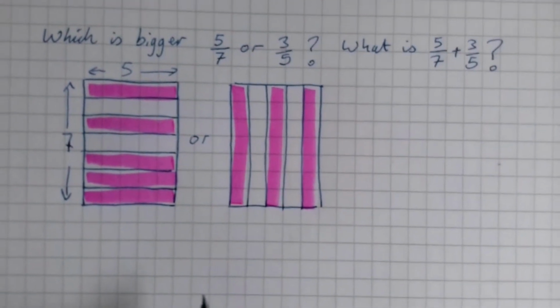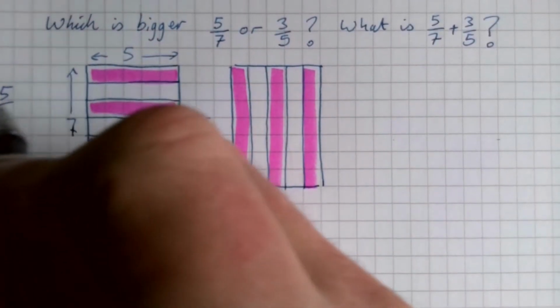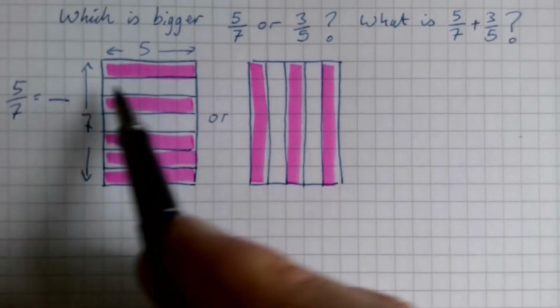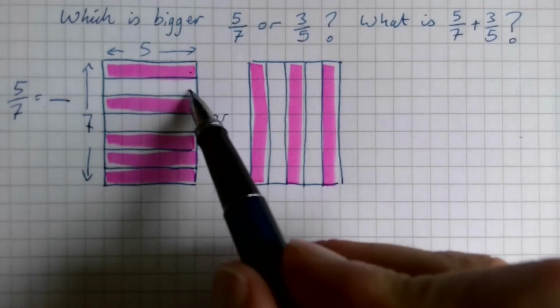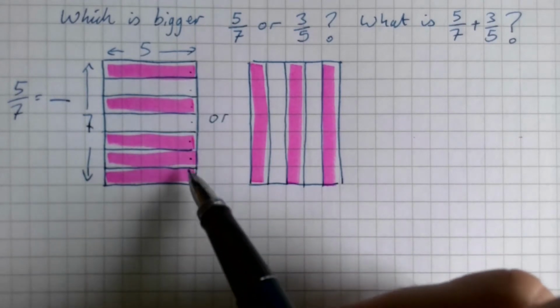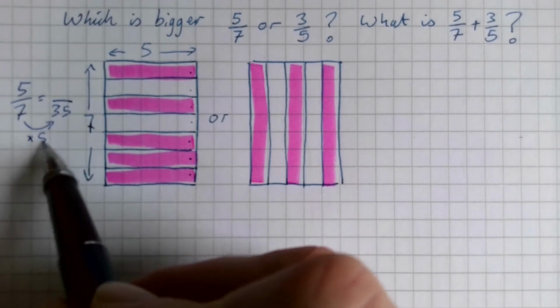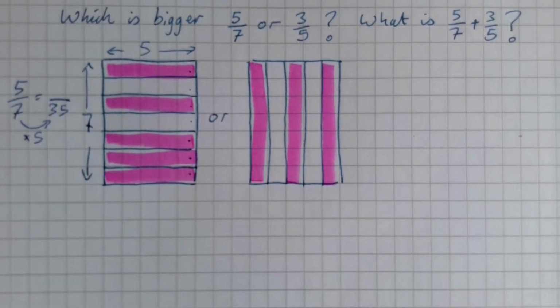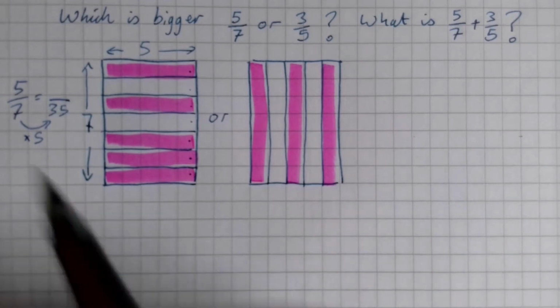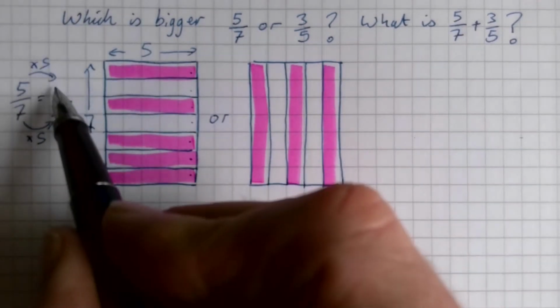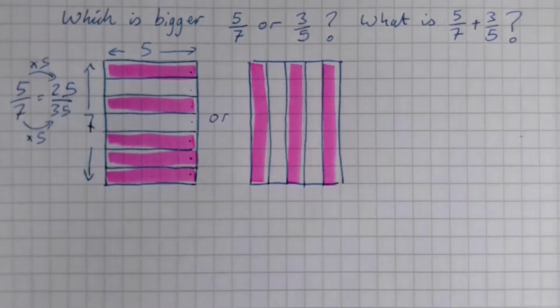So 5/7 equals something over what? How many squares have we got here? Well, it's 5, 10, 15, 20, 25, 30, 35, which is 7 times 5. We've cut all of the pieces into 5 smaller bits, which means we need 5 times as many of them. If you count up all of those, you get 5 5s are 25.